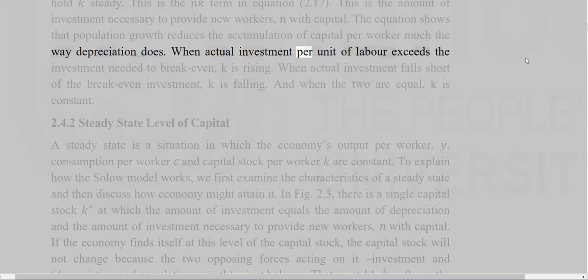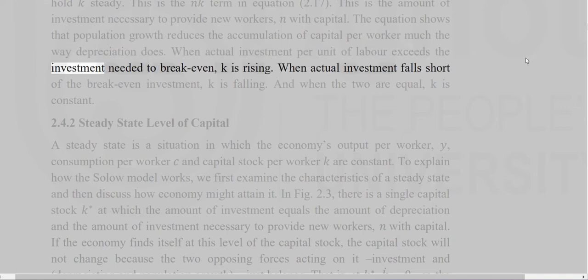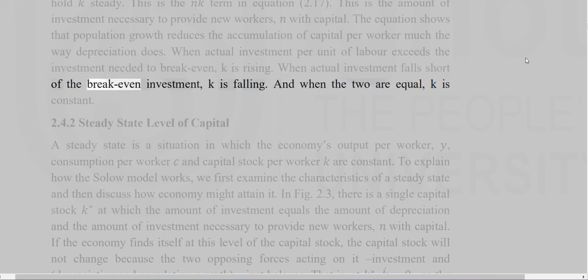When actual investment per unit of labor exceeds the investment needed to break even, k is rising. When actual investment falls short of the break-even investment, k is falling. And when the two are equal, k is constant.